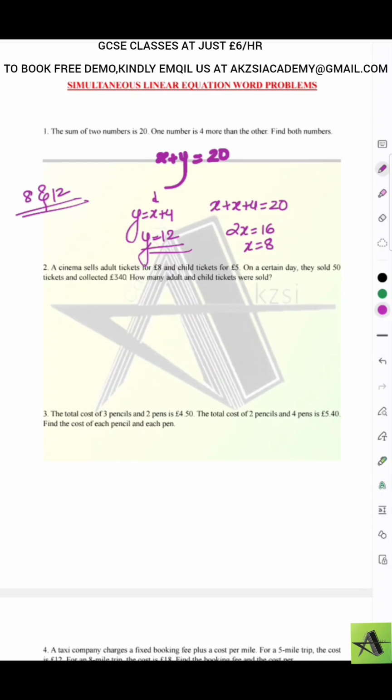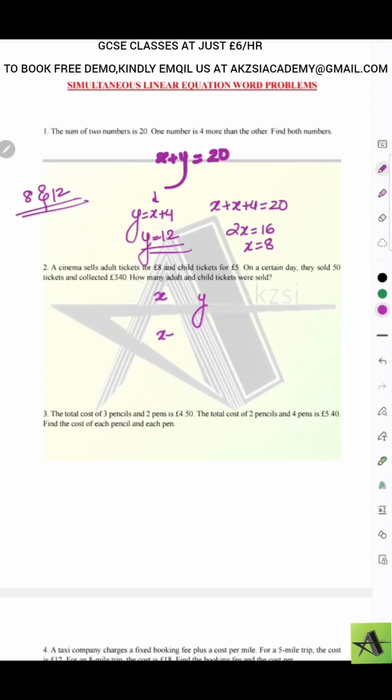Question 2 says a cinema sells adult tickets for £8 and child tickets for £5. On a certain day, they sold 50 tickets and collected £340. How many adult and child tickets were sold? Well, here let me say x represents the number of, you can take any variable. If it would be easier, you can take a and c, a for adult and c for child. Here I am taking x and y as conventional variables. So x represents the number of adult tickets and y represents the number of child tickets.